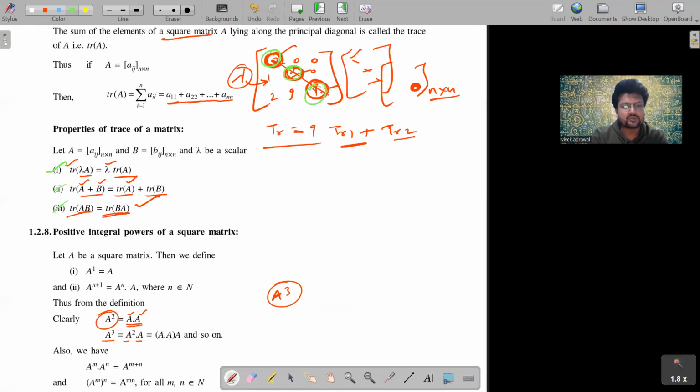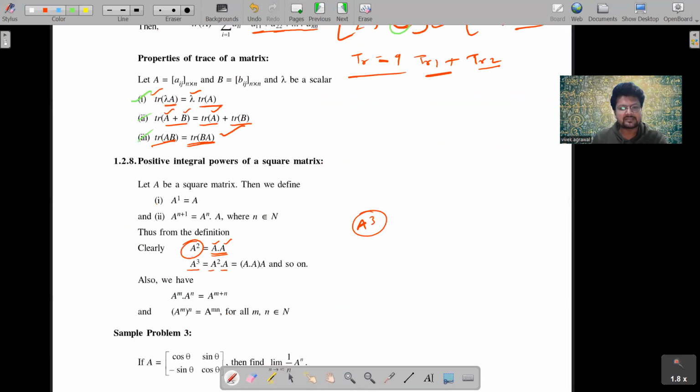Then we were doing positive integral powers of a square matrix. Suppose we want to calculate A squared, so we have to multiply A with A. Suppose we want to calculate A cube, so I have to multiply A squared with A, and I'll get A squared by multiplying A and A. Yes, so that was positive integral powers of a square matrix.